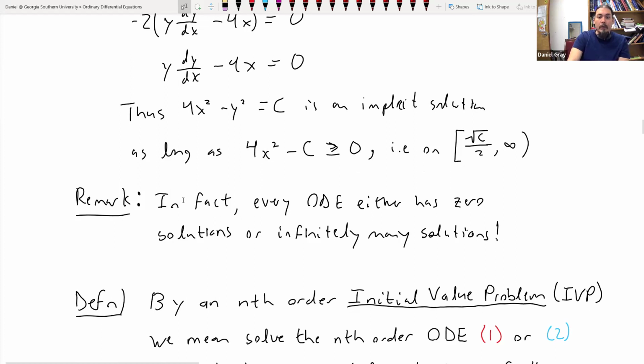Now I'm going to remark something here. In fact, every ordinary differential equation will either have 0 solutions, if you can prove that there are no solutions, or, in the case that it has at least one solution, it actually has infinitely many solutions because you will always get an arbitrary constant. Just like when you take the antiderivative of a function back in Calc 1 or Calc 2, you always pick up an arbitrary constant. So really you have infinitely many different antiderivatives. Same thing here with infinitely many solutions in ordinary differential equations.